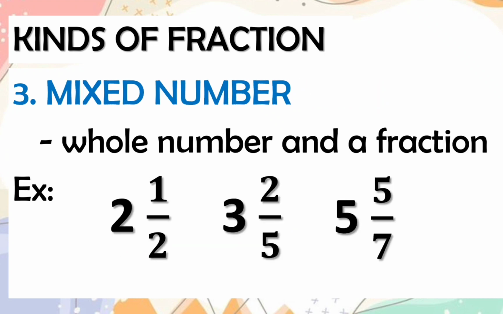And the last is what we call the mixed number. So when we say mixed number, we already have here a whole number and a fraction. So this is a combination of a whole number and a fraction. So for example, we have 2 and 1/2, 3 and 2/5, 5 and 5/7. So those are the different kinds of fractions. So we have proper, improper, and mixed number.